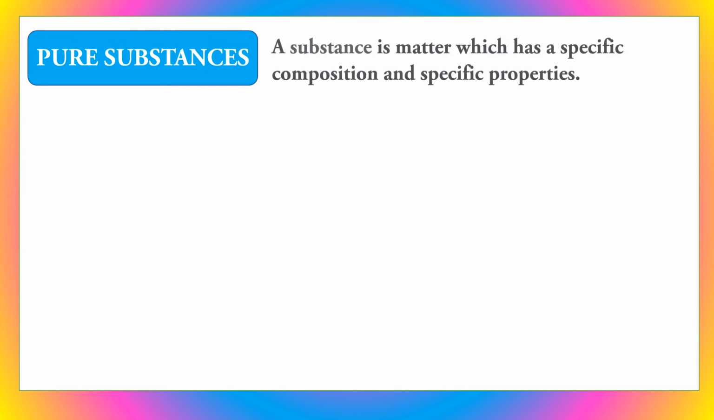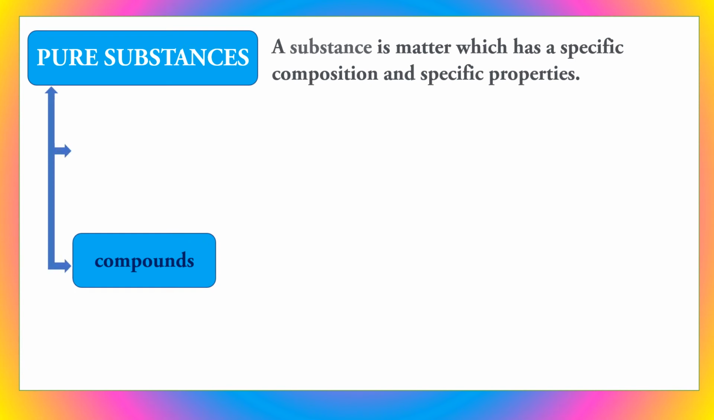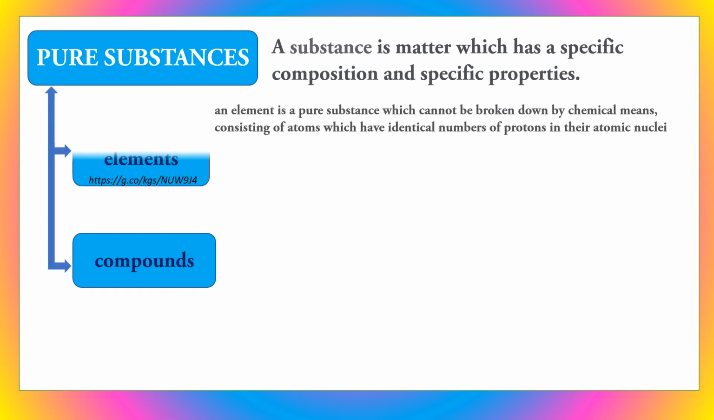A pure substance is matter which has a specific composition and specific properties. When we say specific composition, for example, water has two atoms of hydrogen and one atom of oxygen. If the number of atoms of each element changes, then that is not water anymore. Why? Because again, it has a specific composition and specific properties. A pure substance can be a compound or it could also be an element.